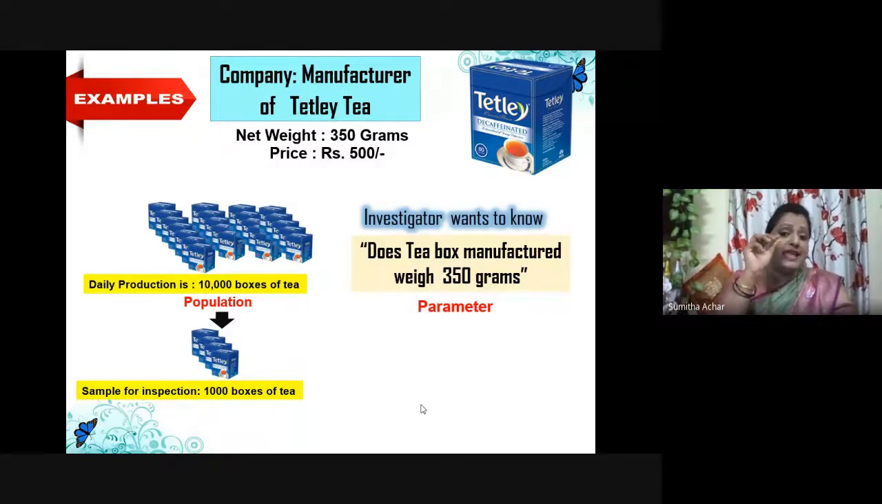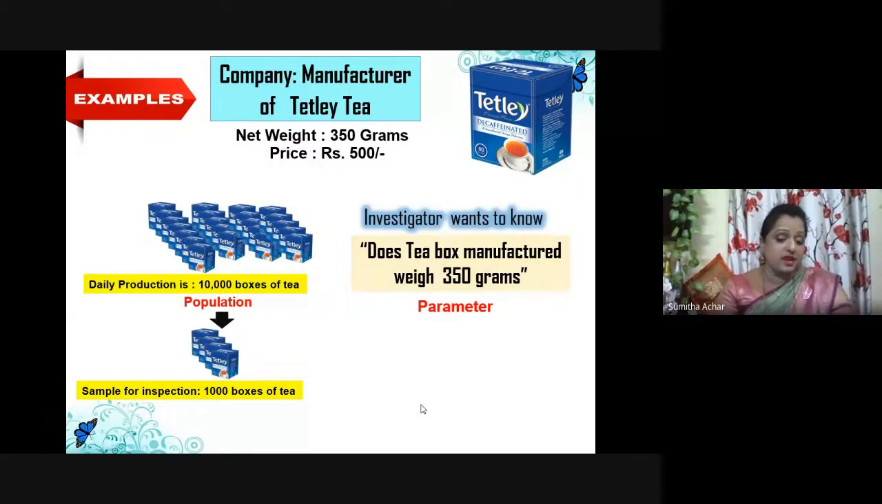Tea has its own density, right? The tea powder has its own density. Now, when there is a variation of 1 or 2 grams, you need to make a record of it. So one box you check, it may be 349 grams, the second box 352 grams, the third box 349 grams and so on. Now, when you take the sum total of 1,000 boxes, the average should be equivalent to 350 grams?